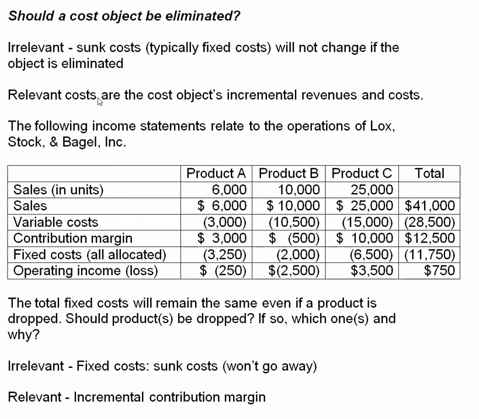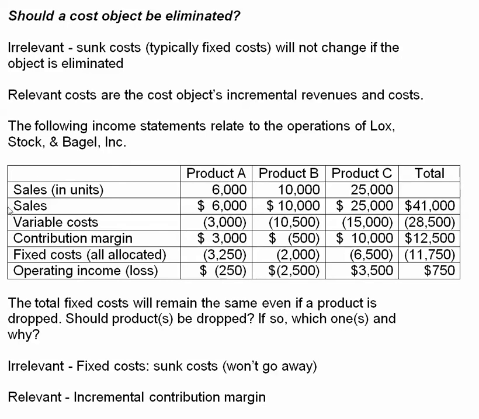Relevant costs are the costs that are going to change as a result of the decision. So in terms of relevant costs, when it comes to deciding whether to keep or eliminate a product or a service or a department, i.e. a cost object, you want to look at what is the incremental profit, i.e. what's the incremental revenues minus the costs that that product or service or department provides.